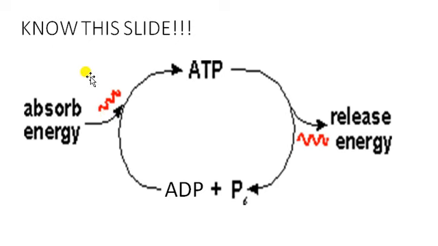You know this slide already. ADP plus phosphate is formed, this is substrate formation. We can see the next slides. So the ATP is formed, absorbing energy, but when ATP is utilized, one phosphate is released with energy, leaving adenosine diphosphate.